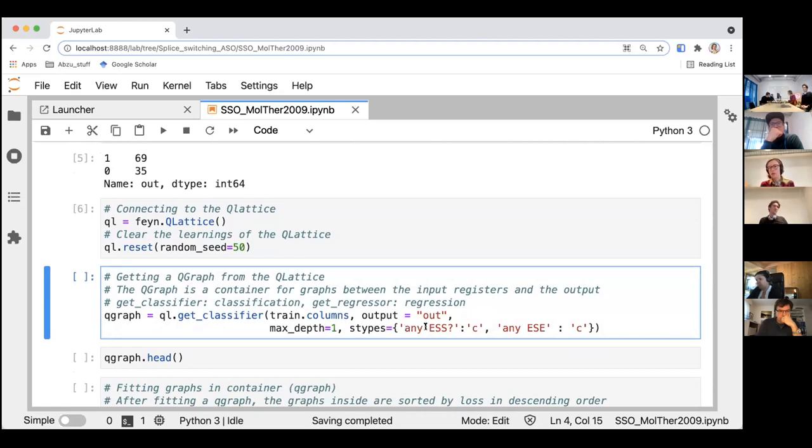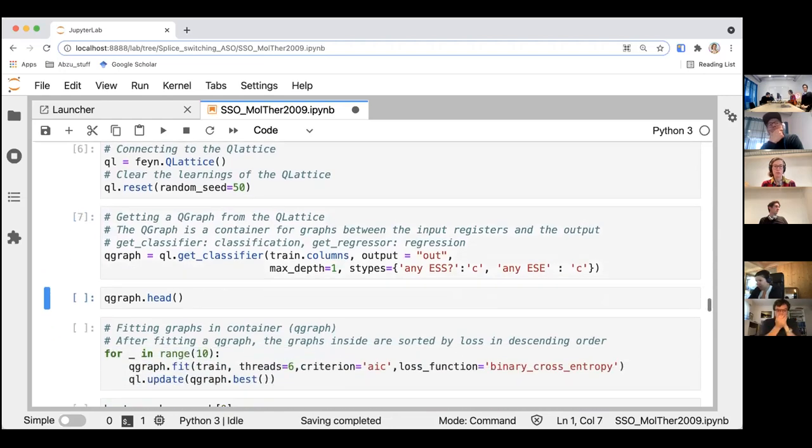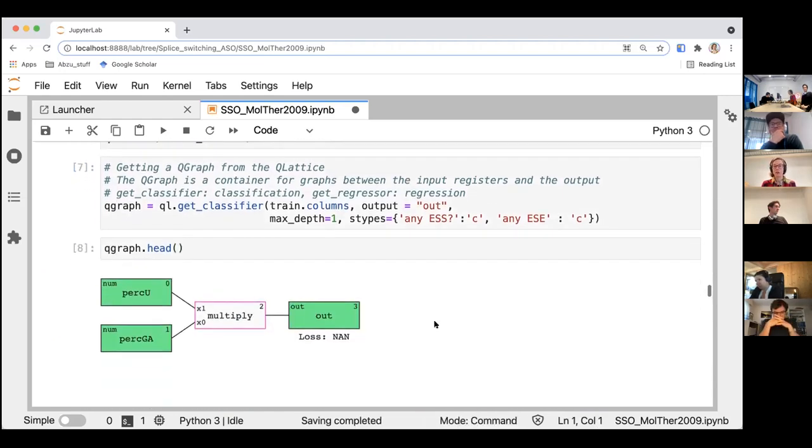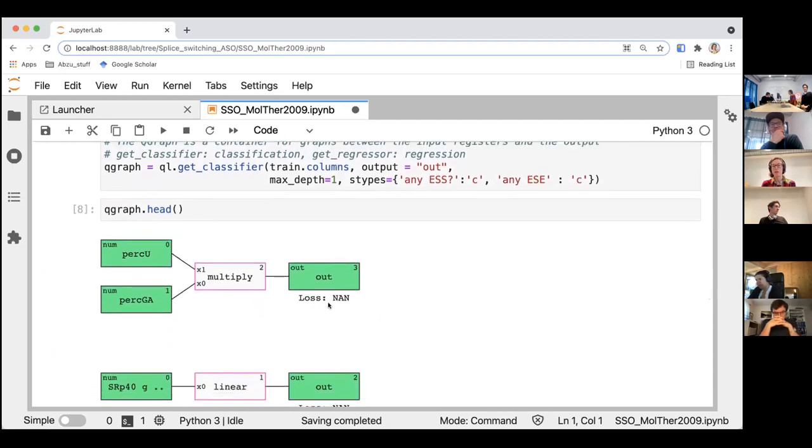There are actually 2 categorical columns in the data set. And I need to say that these 2 are categoricals. So I'll put that in. So what I now have is a list of graphs. You can see here that the loss is not a number, so it doesn't exist because I haven't fitted the data yet to all these.